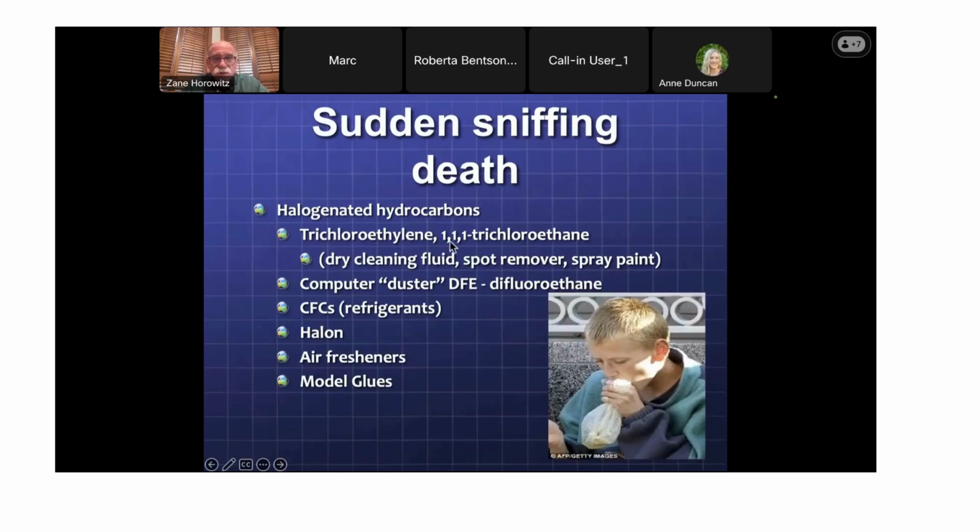All sorts of things have been used over the years, going back to model airplane glue in the 50s, to typewriter ribbons in the 60s, to dry cleaning fluid and spot removers in the 70s, to computer dusters, which has DFE, difluoroethane, in it, in the 80s and 90s, and other things like air fresheners and refrigerants and dry cleaning things.